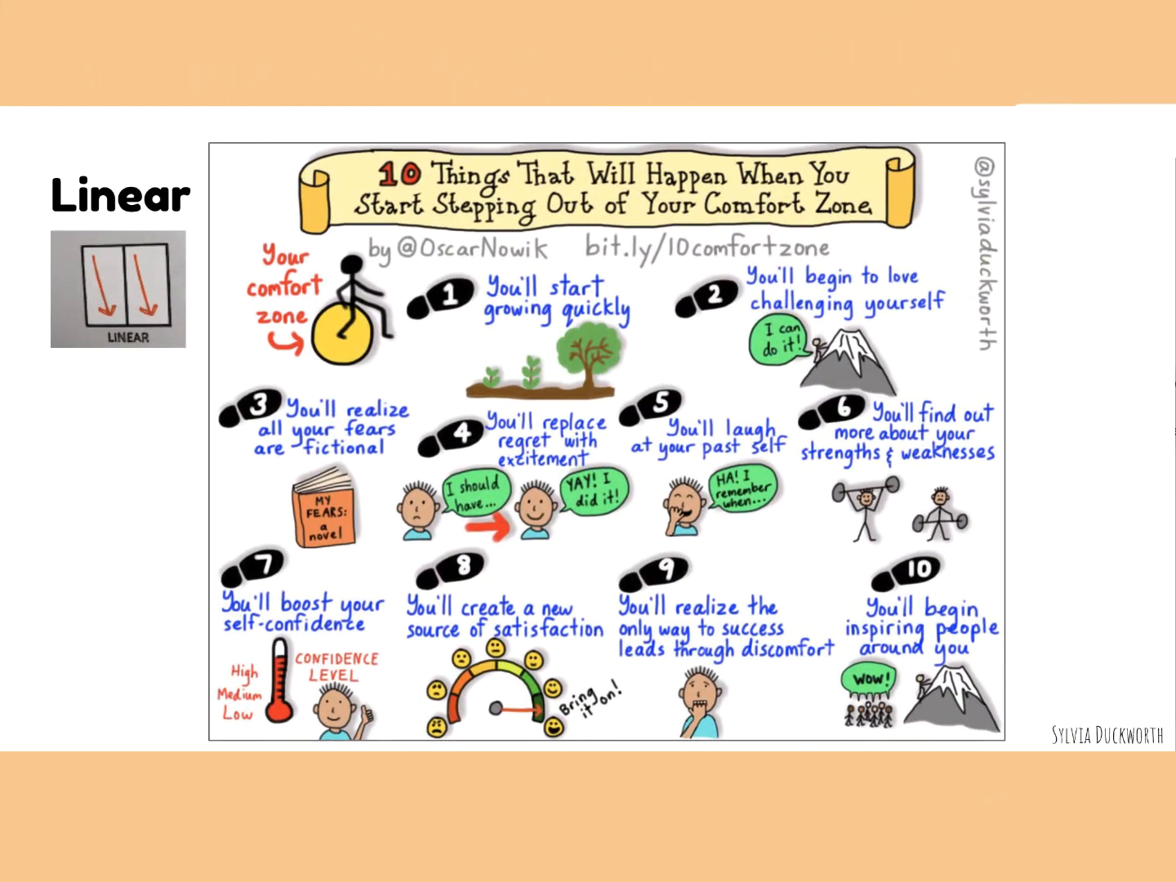Let's start with linear. Linear just follows a line to help you make sense. In this case, the lines are horizontal. This is a sketch note by Sylvia Duckworth, and it's how she often lays things out. You can see she uses icons with little footprints to show you the steps that you need to step out of your comfort zone. And you can follow them very easily, 1, 2, 3, 4, 5, and so on through to 10, across in a left to right, horizontal and then down vertical way.